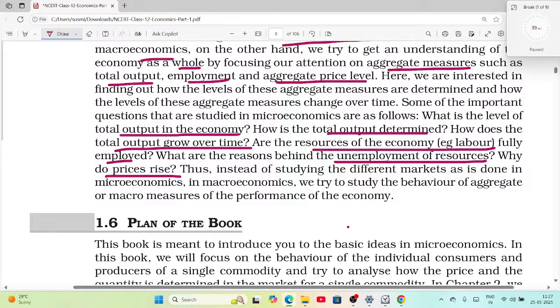Okay, I think there is a blunder. Wait a minute, let's just check it out. Okay, yeah, I got it. This is not micro. This is macro.